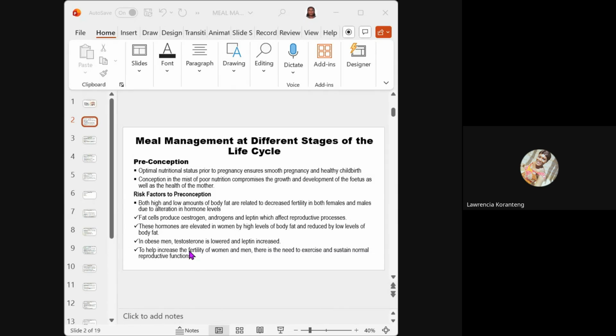So if we are talking about meal management at different life stages, life starts from conception. So before a man or a woman decides to even get pregnant and start life, we need to know what they will need. And I hope you can all hear me clearly. Yes, madam. Oh, that's good. So we need to know what to do.